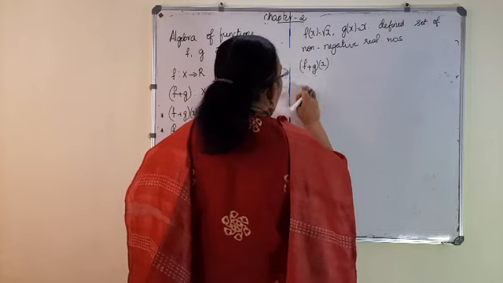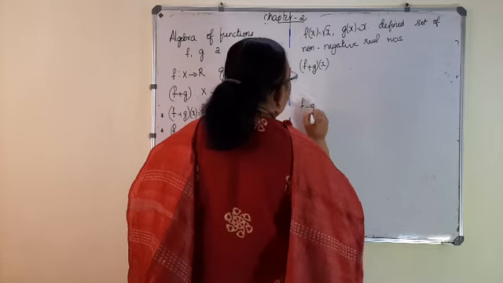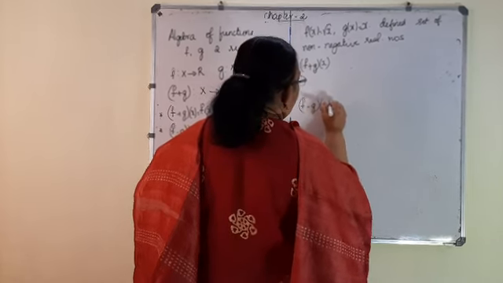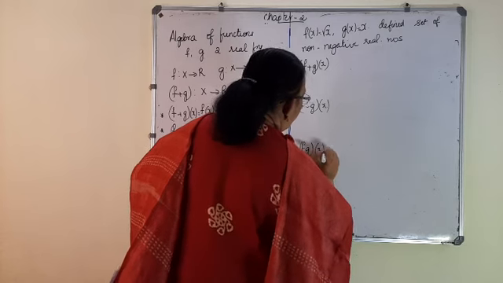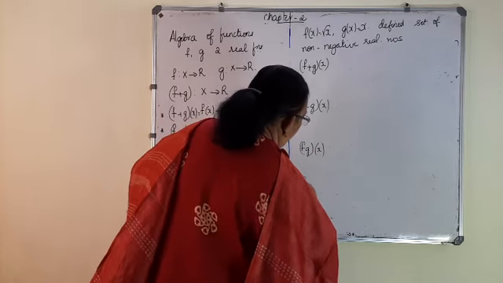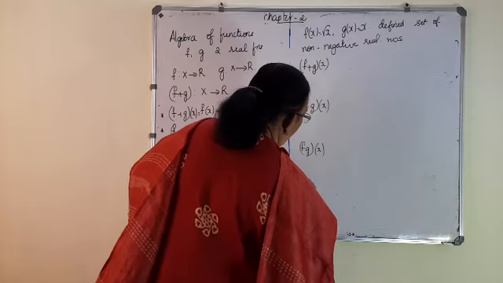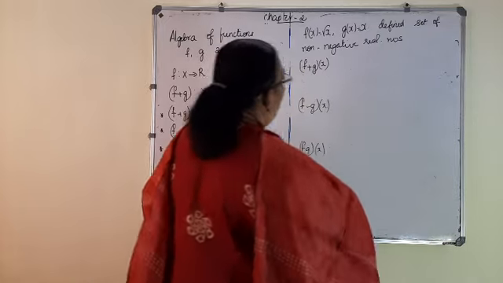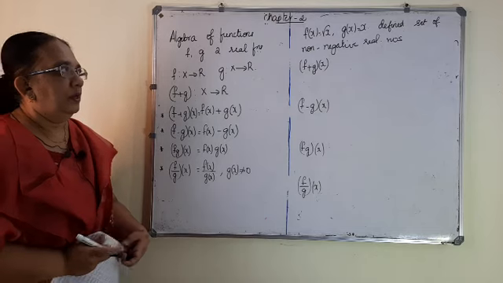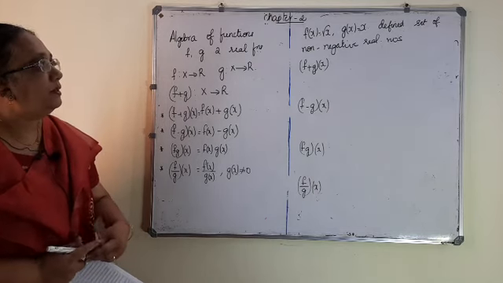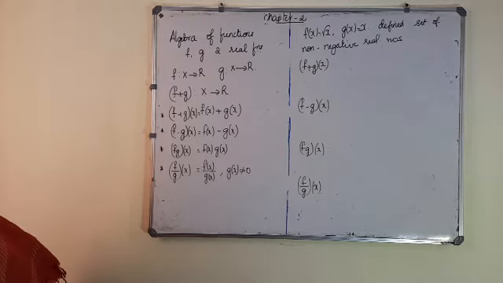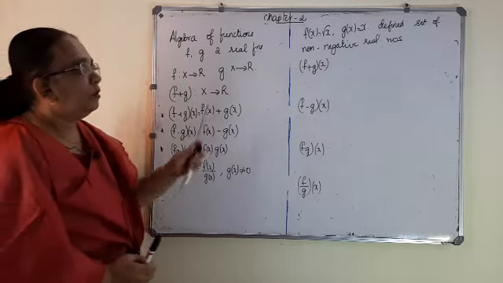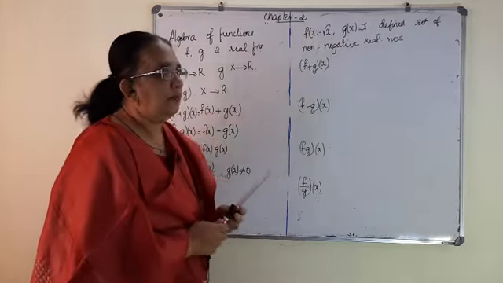f minus g of x, fg into x, f by g of x. Algebra of functions. And it is given that the function is defined for non-negative real numbers, because root x is given. Root x is given means x cannot be negative.